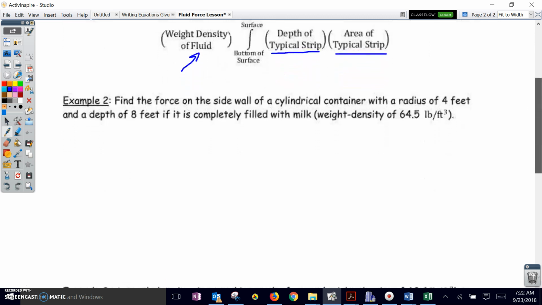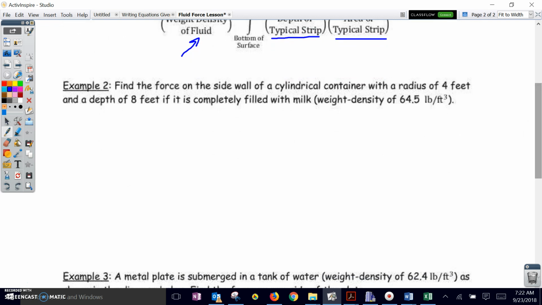Okay, so let's look at example 2. Here we're going to find the force on the side wall of the same cylindrical tank, still filled with milk completely. The radius of the tank is still 4 feet. The height of the tank is still 8 feet. And we have fluid all throughout that tank. So let's set this up.